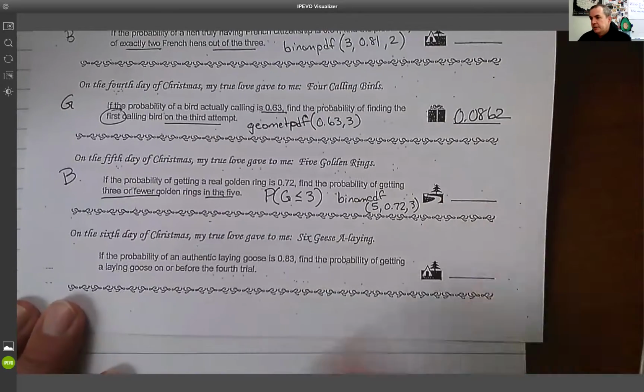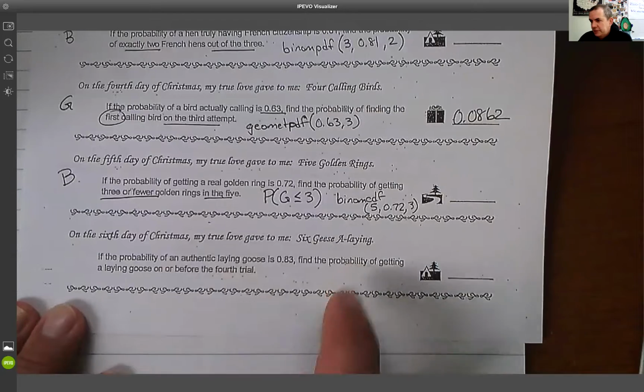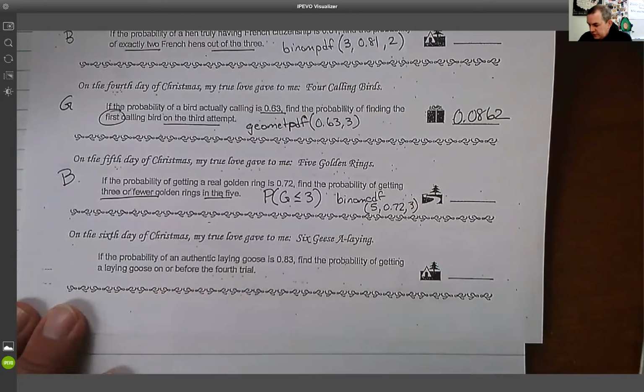On the 6th day of Christmas, the probability of an authentic laying goose is 0.83. Find the probability of getting a laying goose on or before the 4th trial.